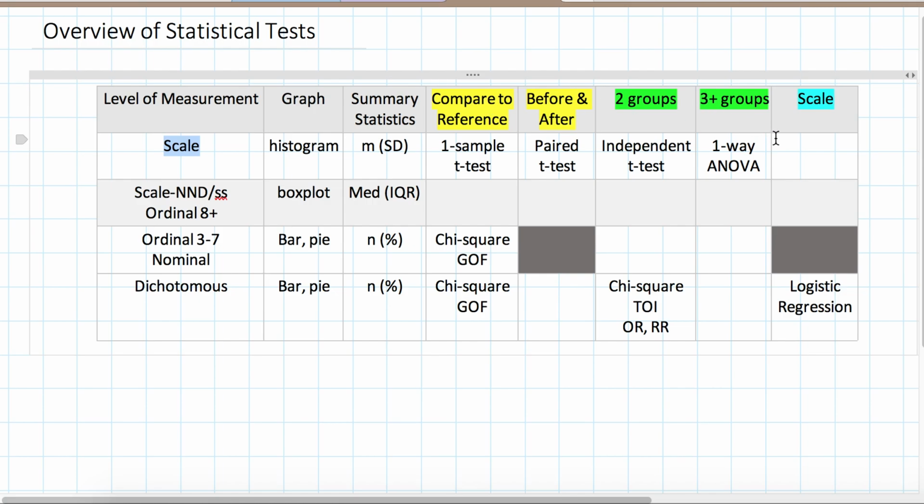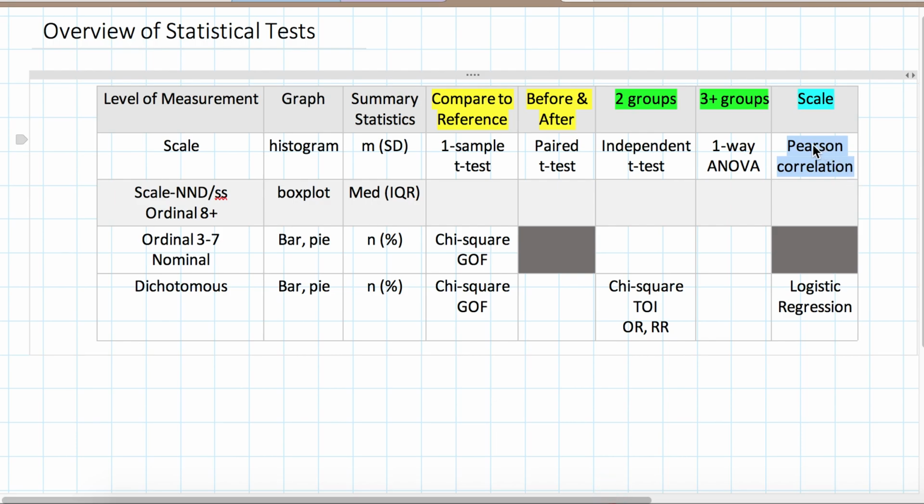And then we get to the scale by scale test. This is where we start thinking about linear regression. Technically, simple linear regression goes into this box, but we're not going to be talking about that this week. We're going to be talking about something called Pearson Correlation, and Pearson Correlation is looking at the correlation part of simple linear regression.